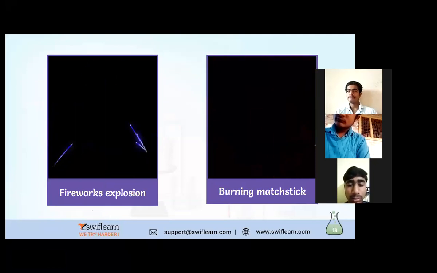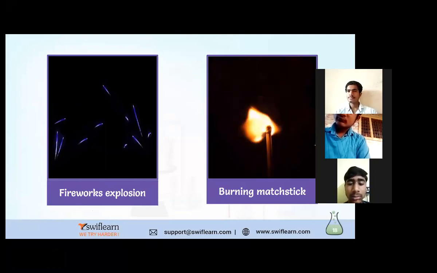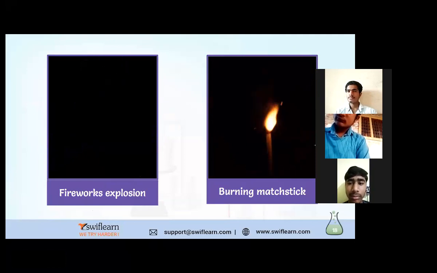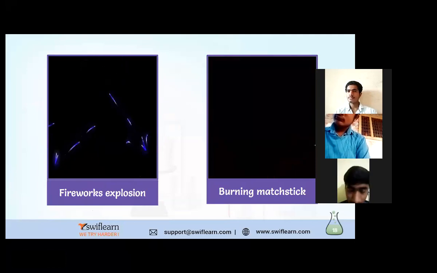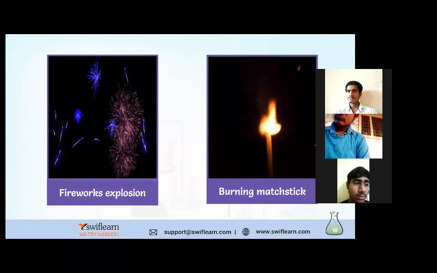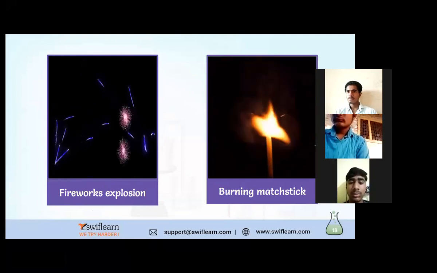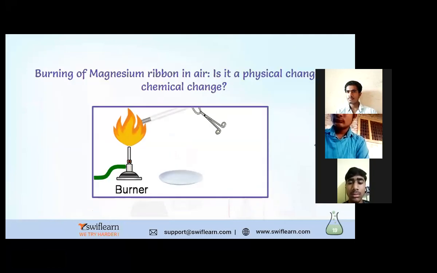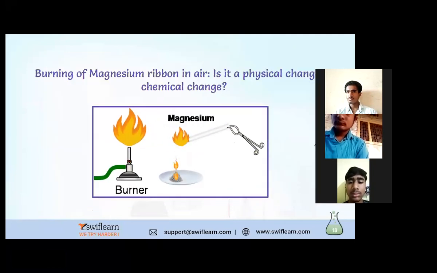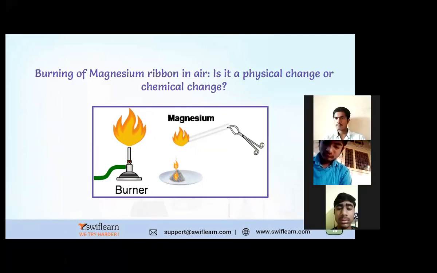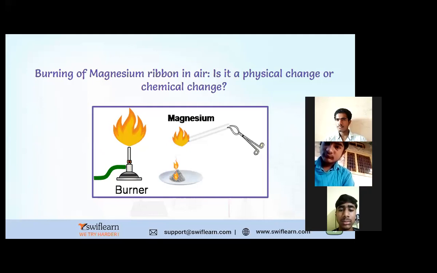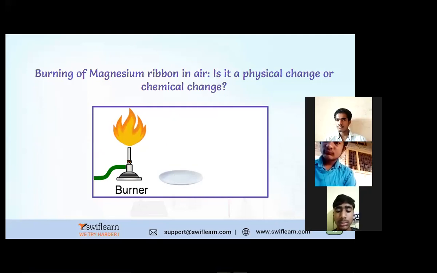Burning of crackers is also a chemical change. Once they burn, we can't get them back again. Burning a matchstick is also a chemical change. Once it burns, we can't burn it again. This is one more example of chemical change. Very important one, listen carefully, all of you. And all of you start your videos. Some of the people stopped their videos.